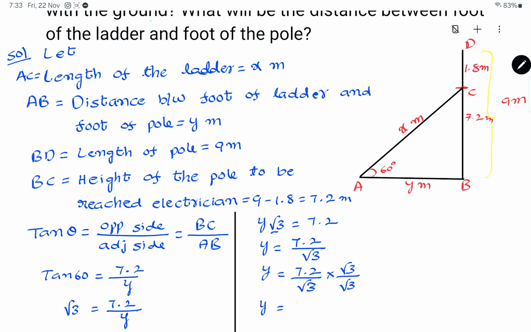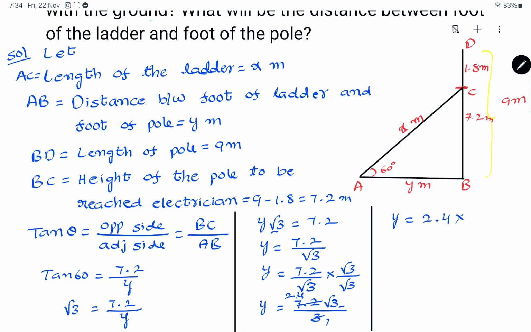Here y is equal to 7.2 root 3. Here root 3 into root 3, 3. 3 1s are 3, 3 2s are 6. Here 1, remaining 1, 1 2, 12. 3 4s are 12. Point is there, so 2.4. Remaining values, y is equal to 2.4 into root 3 value. Root 3 value is 1.732. If you multiply 2.4 into 1.732, then we will get 4.1568.